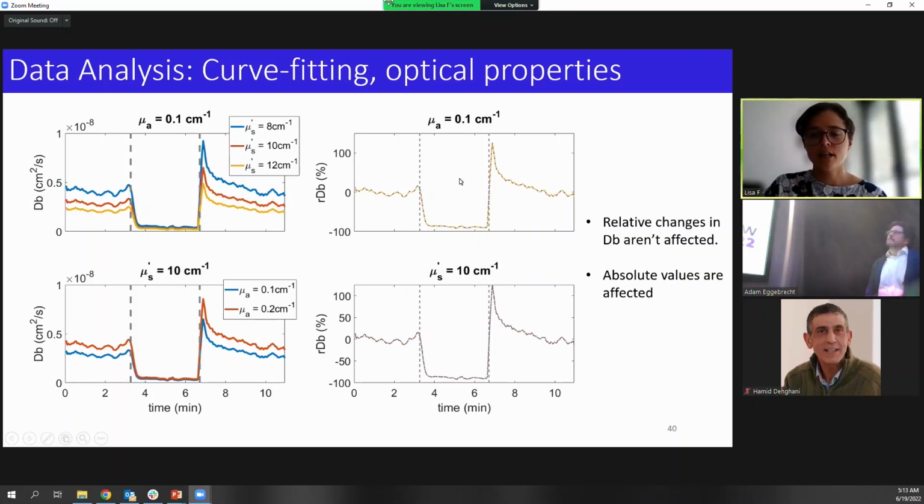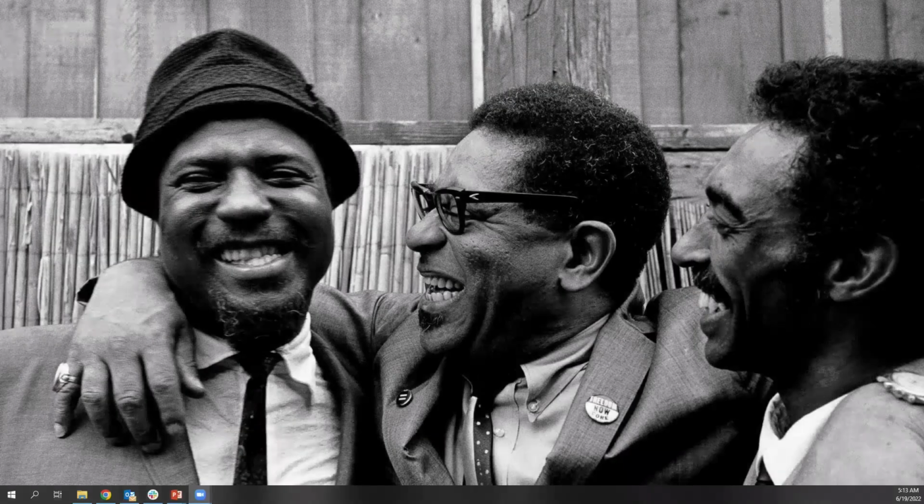On the right-hand side, I showed the relative blood flow changes, again keeping mu A constant on the top and changing mu S prime. We can see that the relative values are not affected. The same thing on the bottom, keeping mu S prime constant and changing mu A. Again, the relative changes are not affected by your optical properties. So if you're interested in absolute measurements of blood flow, it's very important that you have accurate measurements of optical properties.